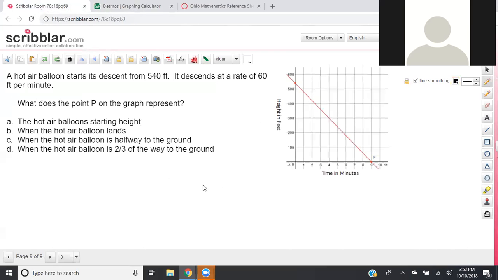Okay. So this next one is a linear pattern, but it involves looking at and interpreting the graph of the linear pattern. So a hot air balloon starts its descent from 540 feet. We're starting at 540 and then descent. What do we mean by descent? Decrease, maybe? Decrease, you're going down. The hot air balloon is going down instead of up in the air.